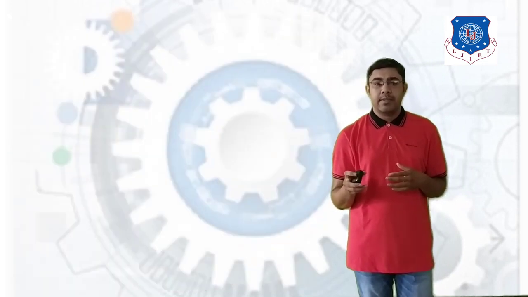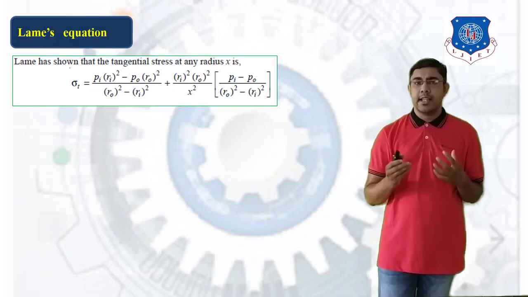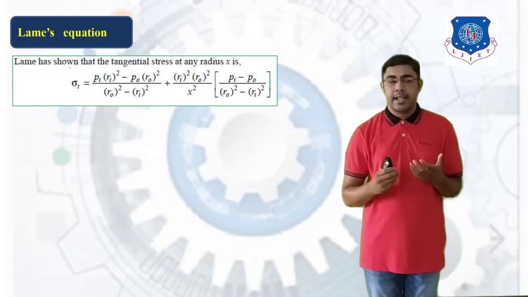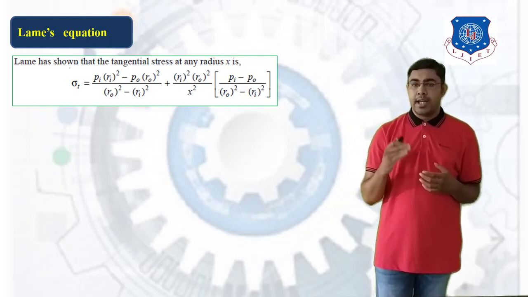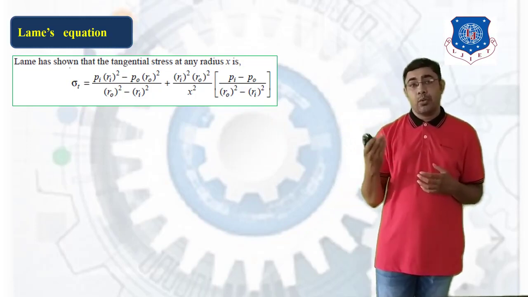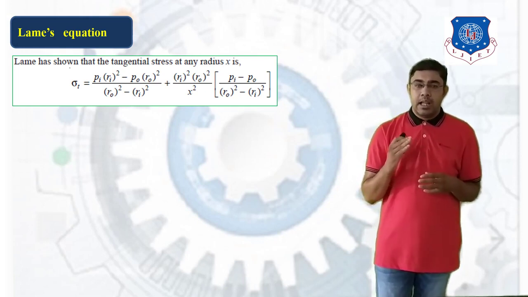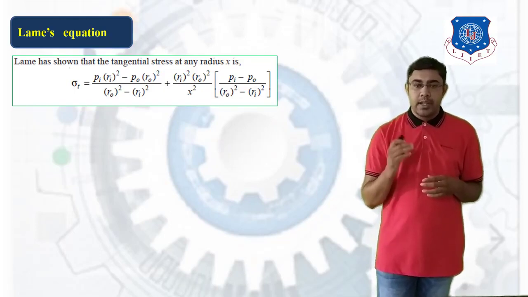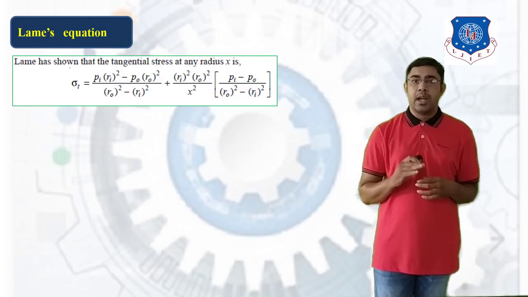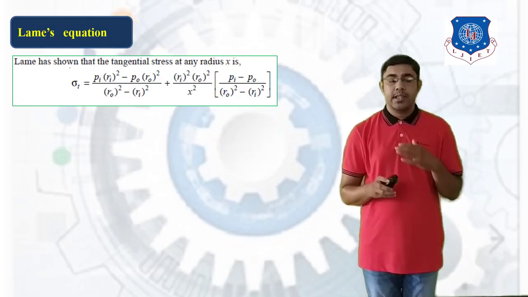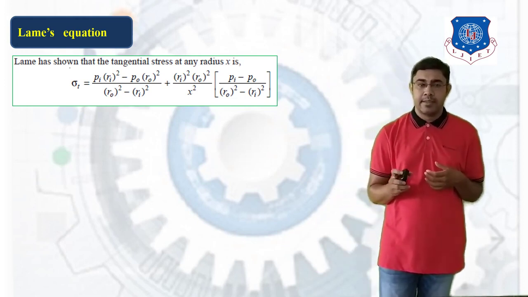Now, first is Lame's equations. According to Lame's equations, the tangential stress at any radius x is given by sigma T equals (Pi Ri square minus Po Ro square) divided by (Ro square minus Ri square), plus (Ri square Ro square divided by x square) into (Pi minus Po) upon (Ro square minus Ri square). So this is the tangential stress at any radius x according to Lame's equations.